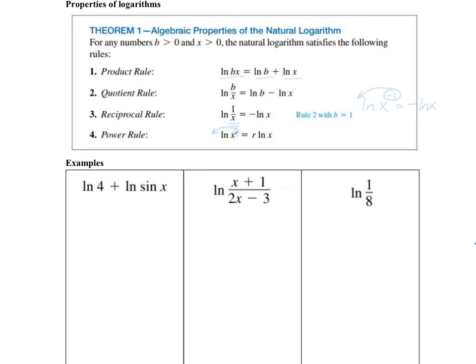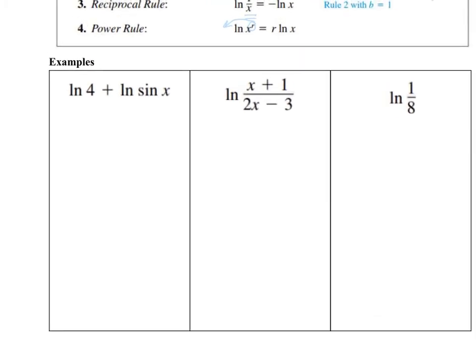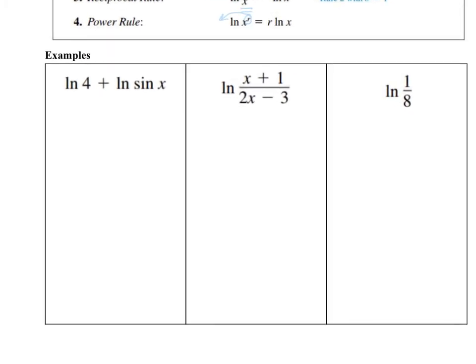Examples. I have 3 of them here. So in the case of ln of 4 plus ln of sine x, because you have two separate logs joined by a plus, you can condense this by making it a single log and changing it to a multiplication between the two things.